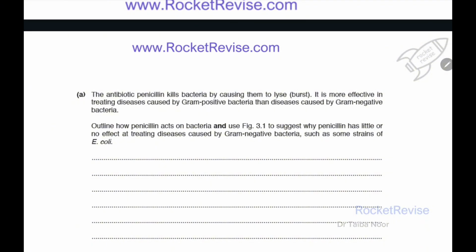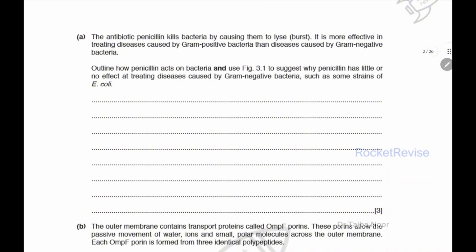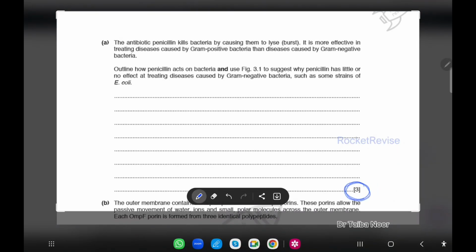First you have to outline. Take the question bit by bit, attack it in parts. Outline how penicillin acts on bacteria, number one. Then use the diagram to suggest why penicillin has little or no effect at treating diseases caused by gram-negative bacteria such as some strains of E. coli. As it is for 3 marks, the marks allotted for a single question are very important, so we need to divide it wisely.